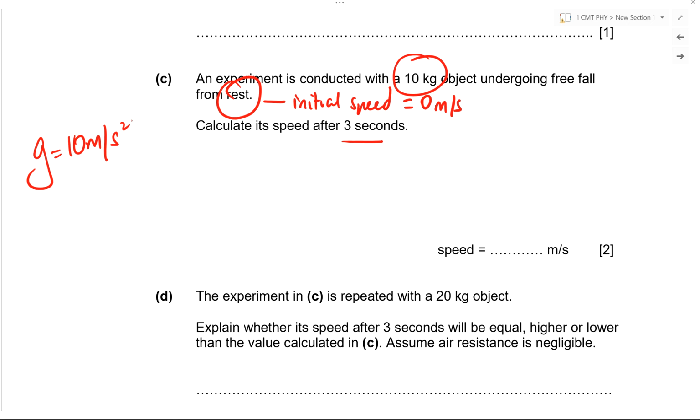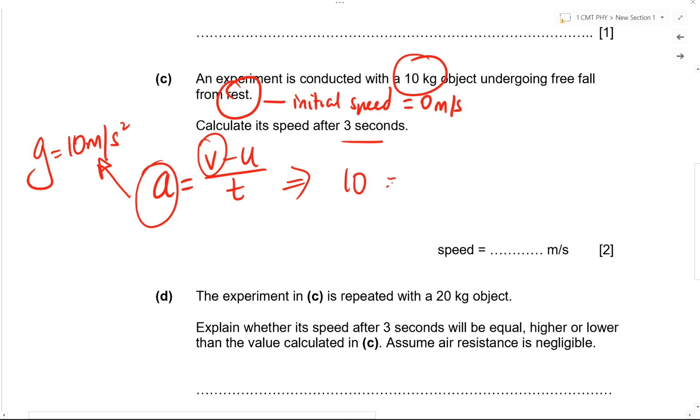Okay, so in this case we ignore air resistance and therefore the speed will be, we use the same one again, a equals to v minus u over t. Same formula. I want the speed after 3 seconds. I want this v over here. So I'm substituting values, 10, which is the acceleration over here, equals to v minus 0 over 3. Therefore, v equals to 30 meters per second.